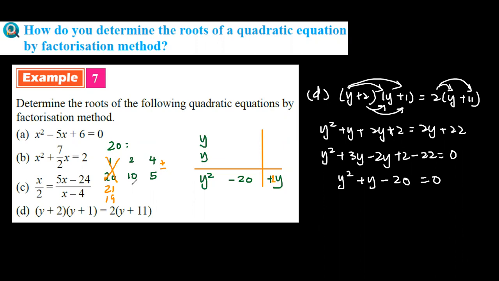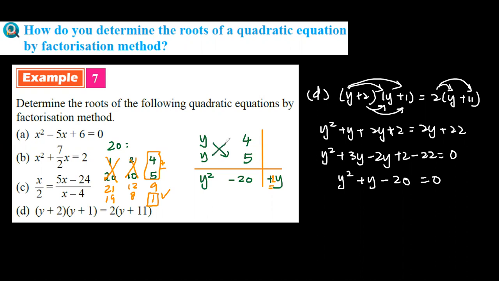Okay, 10 plus 2, we get 12. 10 minus 2, we get 8. So we don't get positive 1. So reject. Okay, 5 plus 4, we get 9. 5 minus 4, we get 1. Oh, yes, we have found the 1. It means that this is the combination that we want to use. So write down this combination here, 4 times 5.